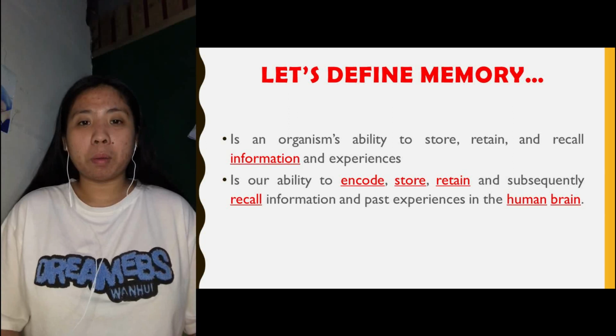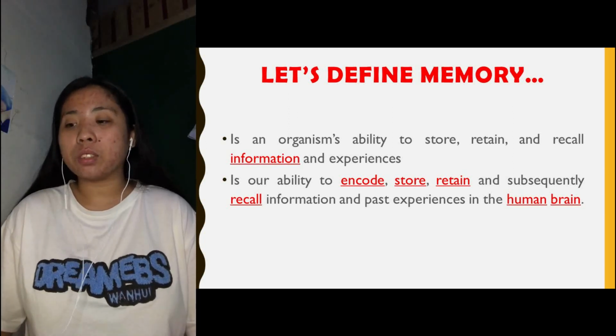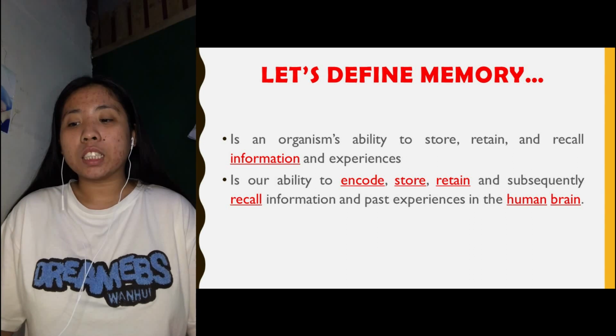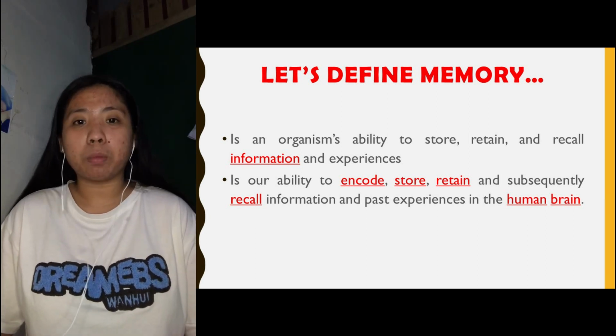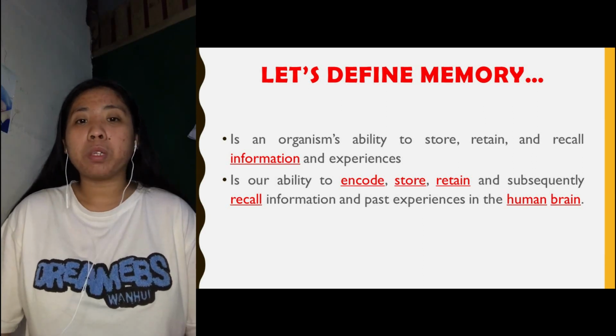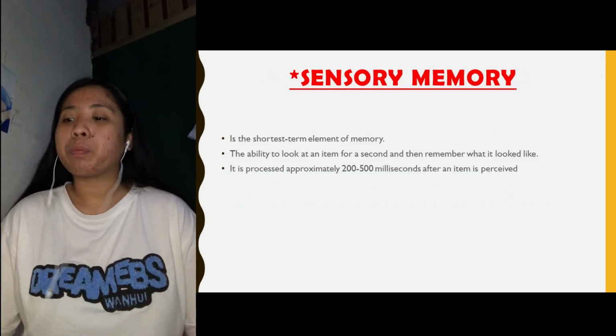So what is memory? Memory is an organism's ability to store, retain, and recall information and experiences. It is our ability to encode, store, retain, and subsequently recall information and past experiences in the human brain. So everything that happens in our life will be stored, or we can recall it through our brain.